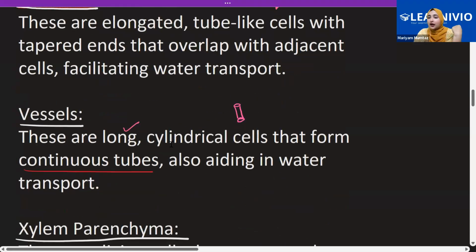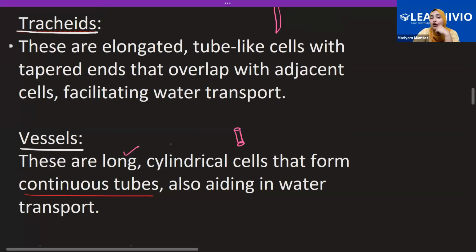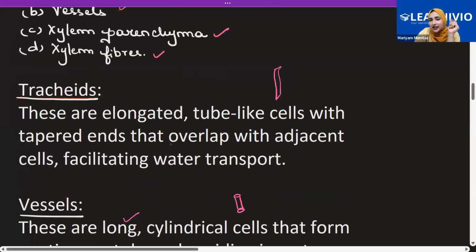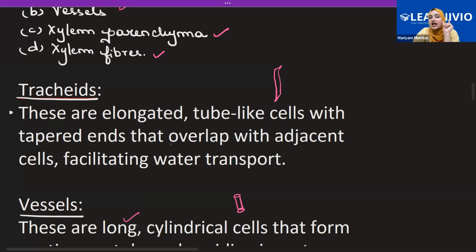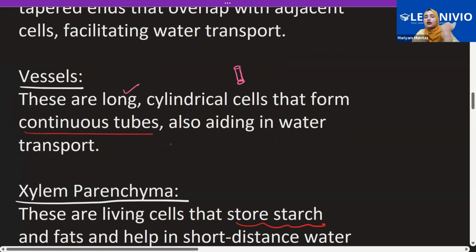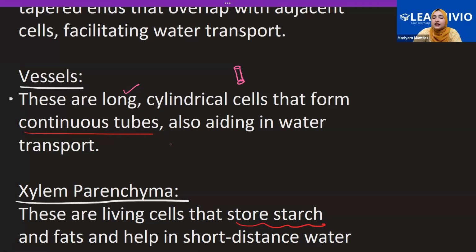When we talk about the tracheids, they are elongated tube-like cells that have tapered ends. Tapered ends means these pointy ends like that. Their ends are pointed and they facilitate water transport. Vessels, on the other hand, are longer, cylindrical cells that form continuous tubes and help in water transportation. They form a tube so that the water can flow through them.